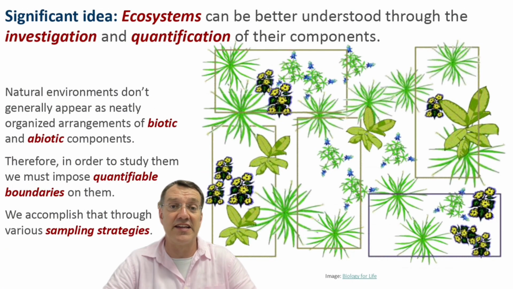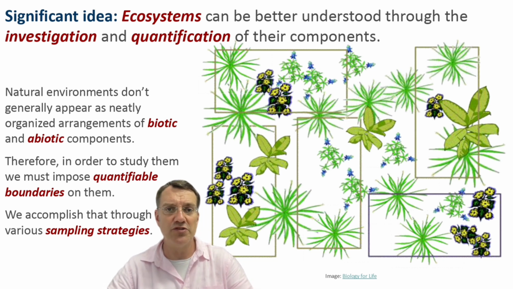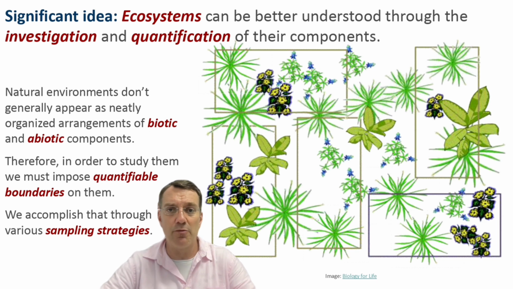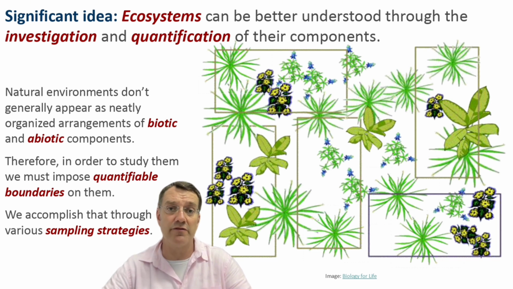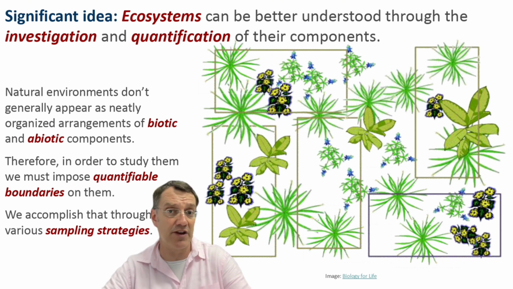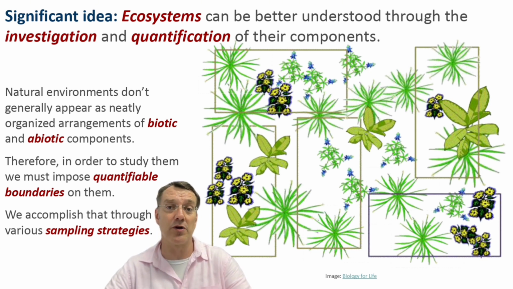Our second significant idea emphasizes quantification. Nature doesn't arrange itself neatly for our convenience, so we impose measurement systems on it. When you count plants or measure soil pH, you're converting the messy complexity of nature into data that can be analyzed. This transformation from qualitative observation, that's observation that you describe with words, to quantitative data, that's numerical data, is what allows us to draw meaningful conclusions about environmental patterns and processes and human impacts on them.